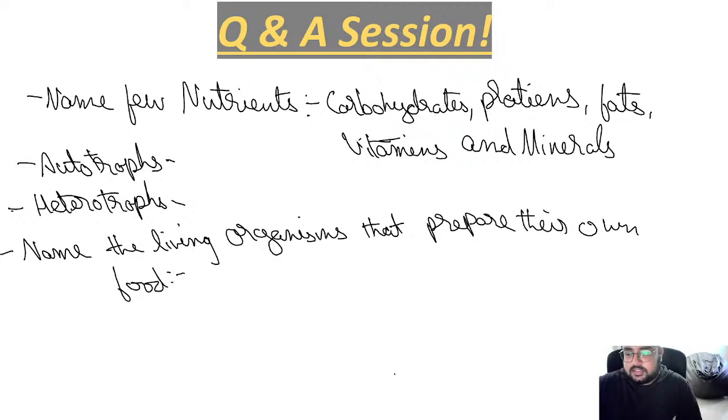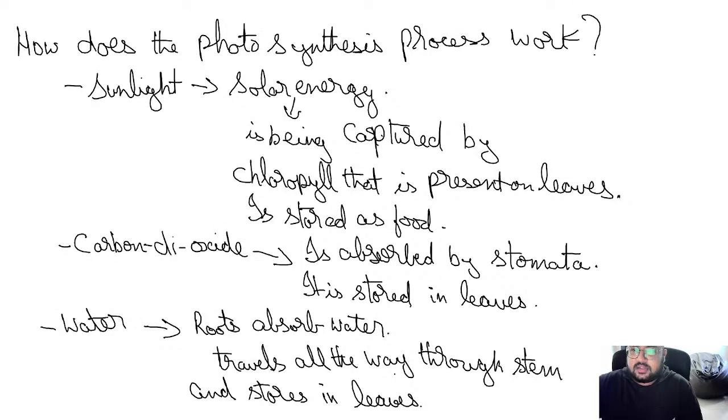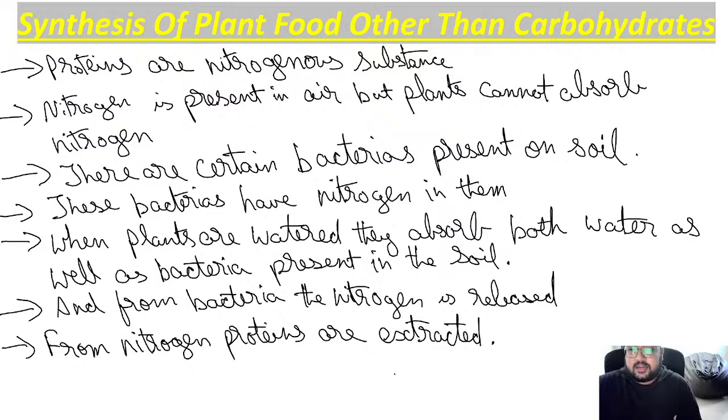And this was a small question answer session in between. I think the students who previously attended would definitely remember this. We spoke about the importance of photosynthesis. I gave a small description about what photosynthesis is. If you split it, photo means light, synthesis means to combine. Combination of light prepares food for plants. We discussed how oxygen is released, how photosynthesis works, and how it is important for the environment and nature. We even discussed what happens after photosynthesis, how it benefits living organisms, and the synthesis of plant food other than carbohydrates.